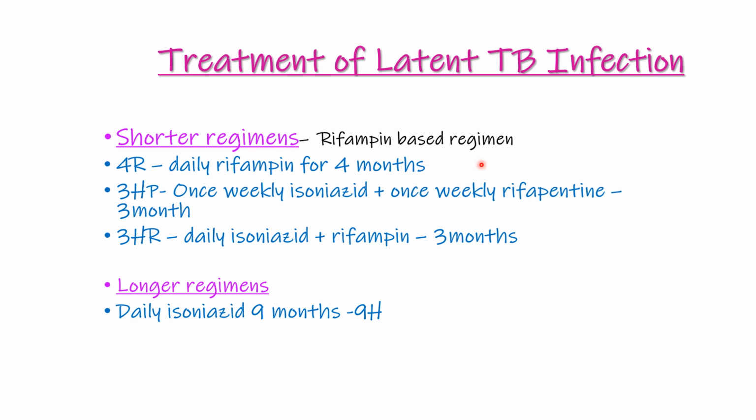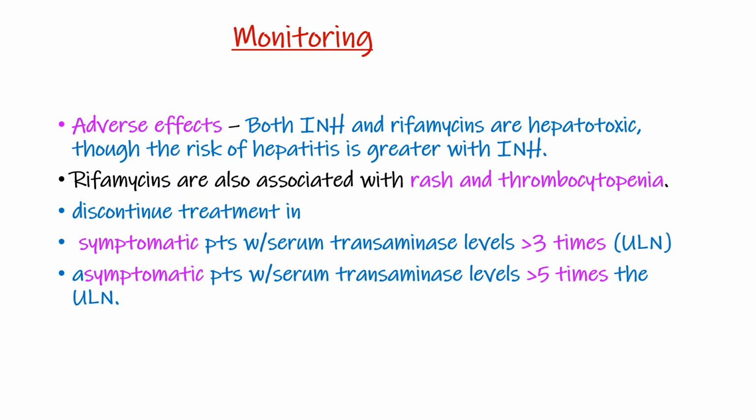Rifampin-based regimens are always preferred. You can have daily rifampin for 4 months, which is denoted as 4R, or you can have 3HP, where you have once weekly isoniazid plus once weekly rifapentine for 3 months, or 3HR, where you have daily isoniazid plus rifampin for 3 months. Or you could do the longer regimen, daily isoniazid for 9 months, which we call 9H.